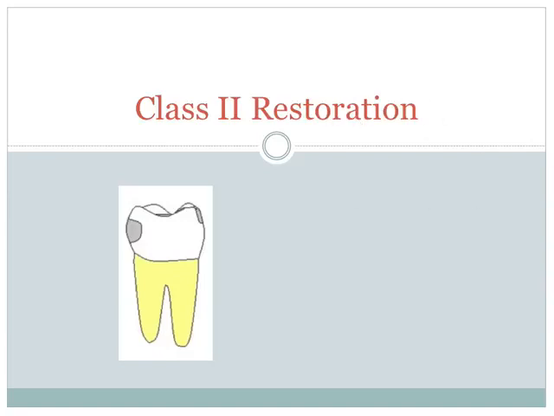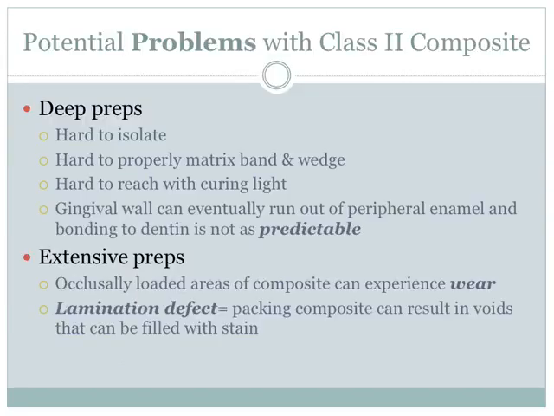Now class 2 restorations are basically incorporating the proximal surfaces of posterior teeth. So now we're not only talking about the occlusal surface, these fillings are also involving the mesial or distal or both surfaces.